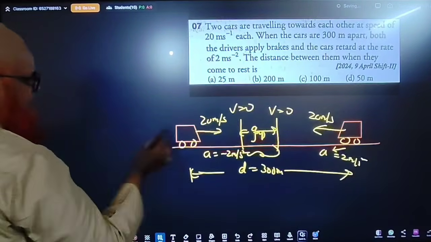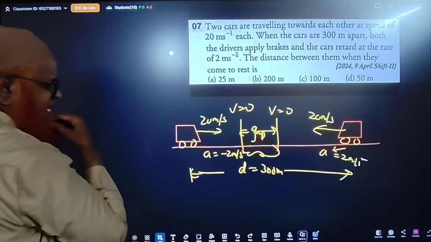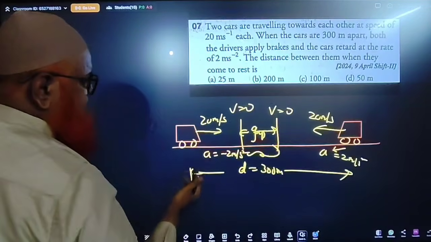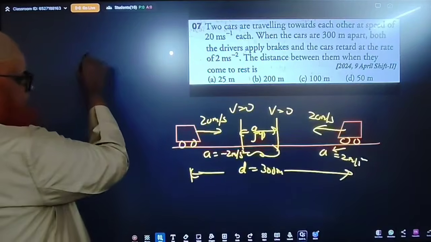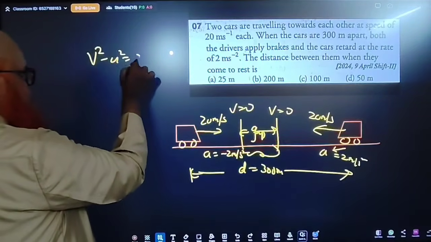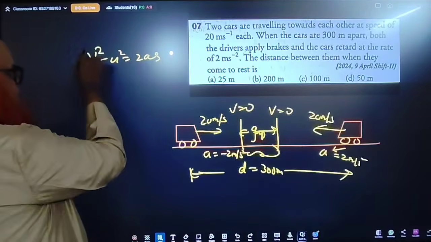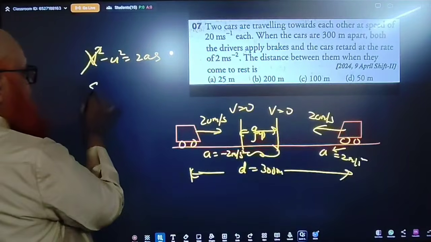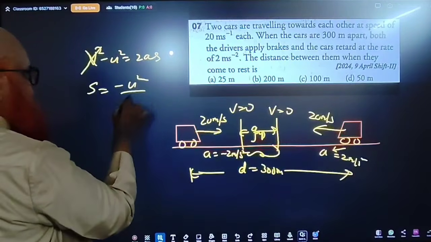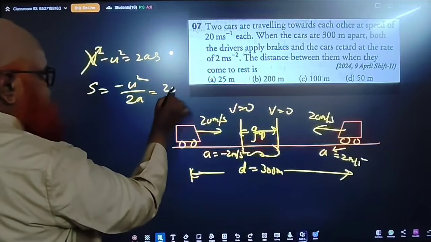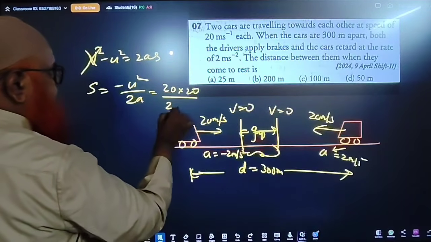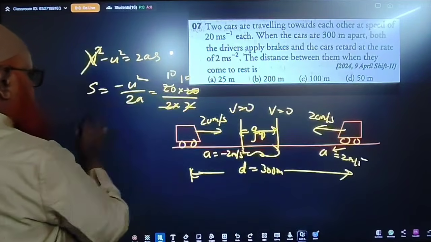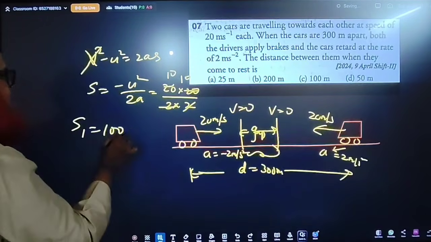Okay, so I'll take the first car. Acceleration is there with us. What else is there with us? We have to find out the distance now, isn't it? So what is the formula suitable for this? V square minus u square is equal to 2as. Final velocity, it has to stop here. Okay, so distance you have to find out. Distance is equal to minus u square by 2a. U is 20 into 20 divided by 2 into a is 2. So 2 tens. So the first car has traveled 100 meters.